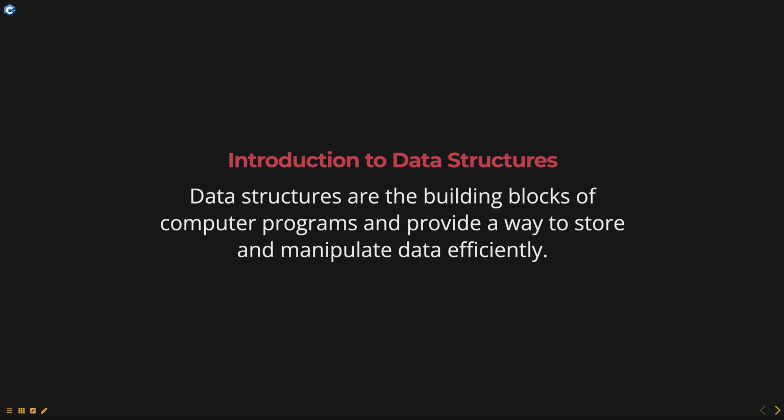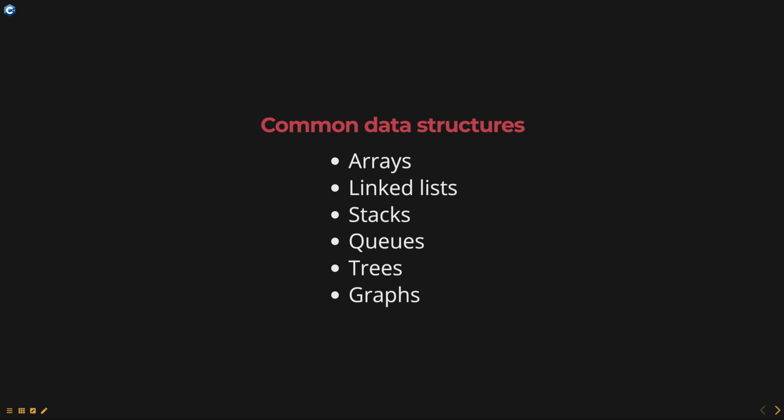Data structures are the building blocks of computer programs and provide a way to store and manipulate data efficiently. A data structure can be thought of as a specific way of organizing data in memory so that it can be accessed and manipulated efficiently. Some common data structures include arrays, linked lists, stacks, queues, trees, and graphs. Each data structure has its own characteristics and can be used to solve different problems.